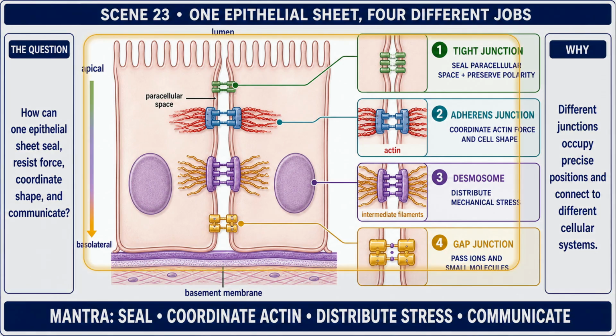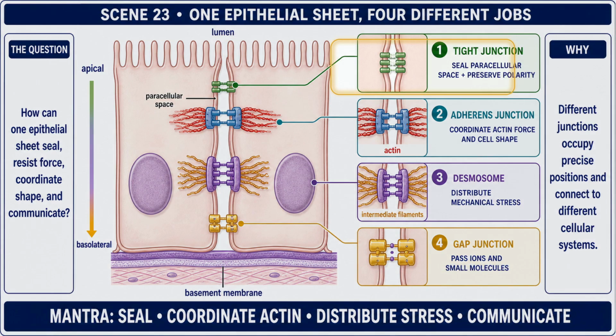Now move from one cell to an epithelial sheet. The cells touch along the same lateral border, but they do not use one generic glue. 4 different junctions solve 4 different problems. At the most apical edge, the tight junction seals the paracellular route and helps keep the apical membrane distinct from the basolateral membrane. Immediately below it, the Adherens junction connects the actin belts of neighboring cells, allowing shape and force to be coordinated across the sheet.